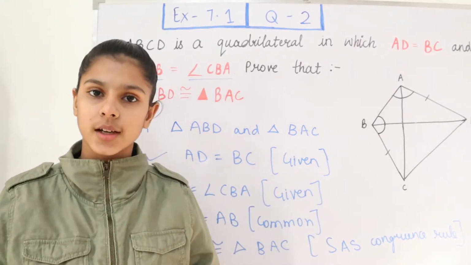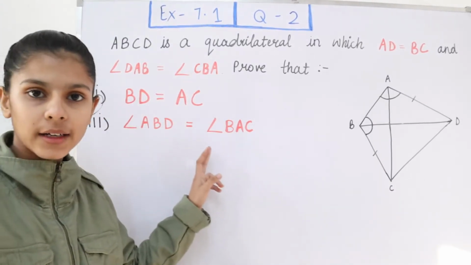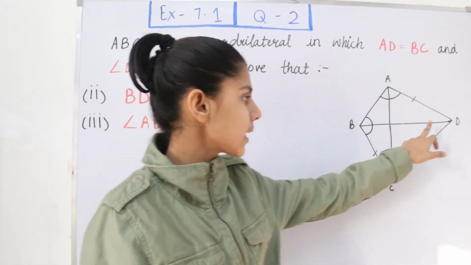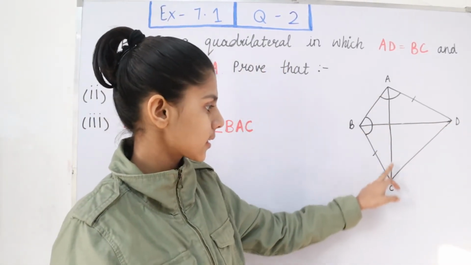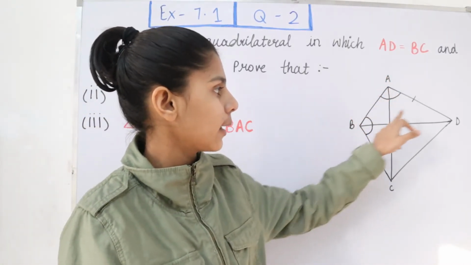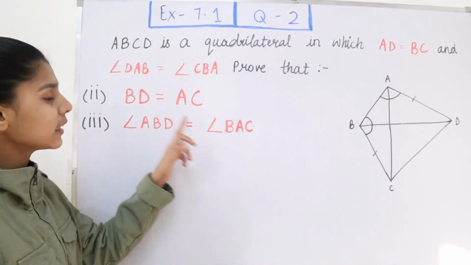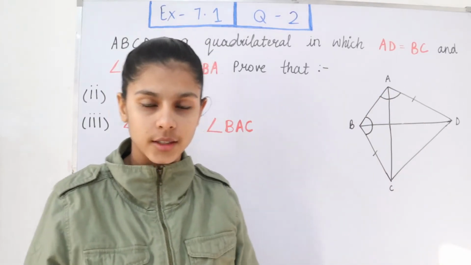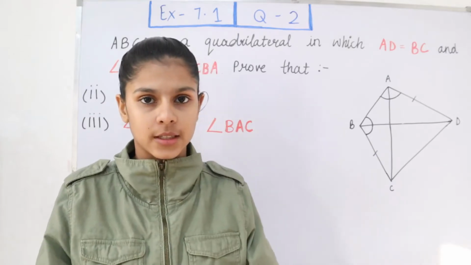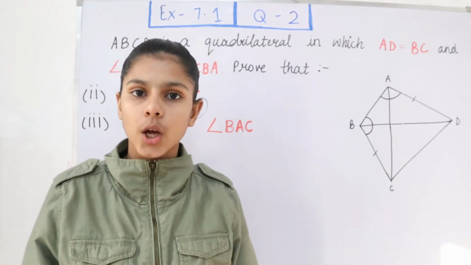Now let's move on towards the second part. Friends, there are three parts in this question, and this is the second part. We have to prove BD is equal to AC. We have to prove BD, this line segment, is equal to AC, this line segment. Right now in the first part we have just proved that triangle ABD is congruent to triangle BAC. BD and AC are parts of those two triangles. So hence we can write that BD is equal to AC by CPCT, corresponding parts of congruent triangles, because we have proved both triangles congruent.